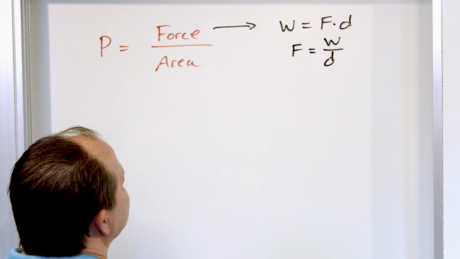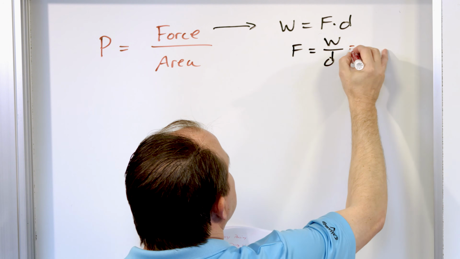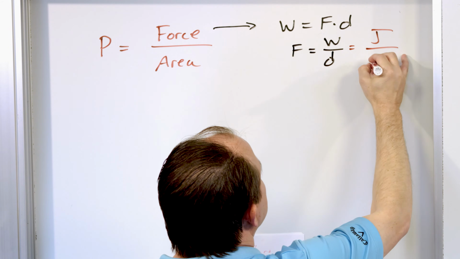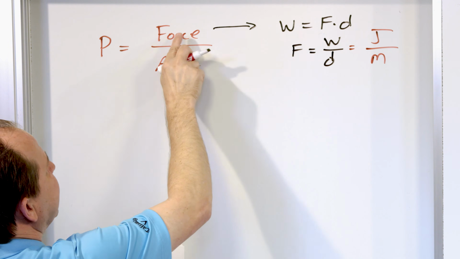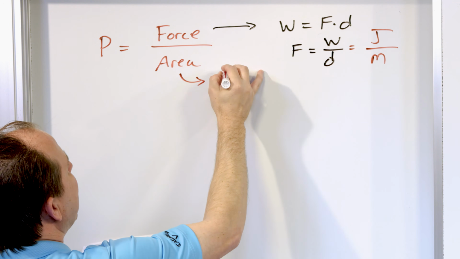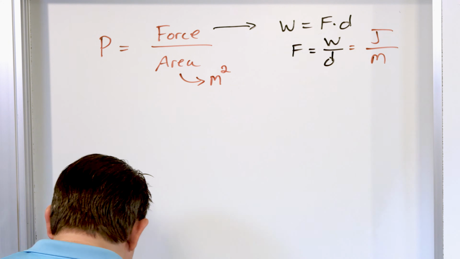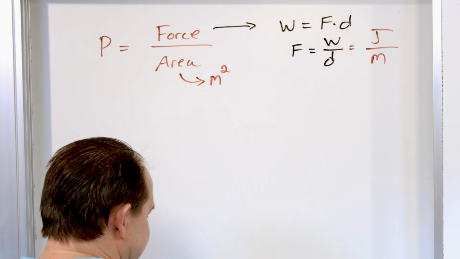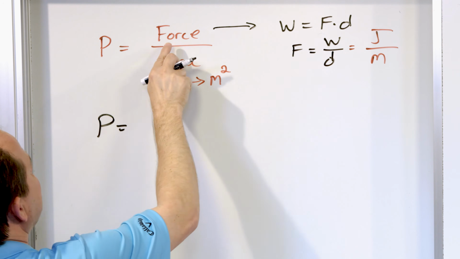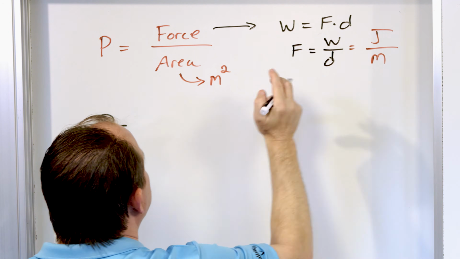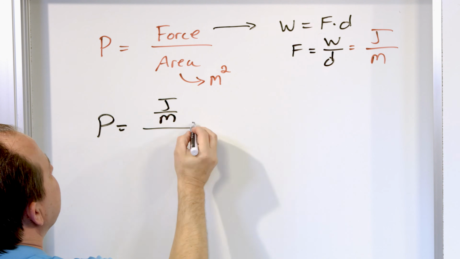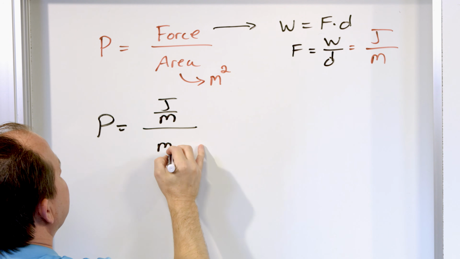Let's talk about units instead. Well, work is in units of joules. You learned that in physics class. And distance is in units of meters. And so that takes care of this. And the area is in units of square meters. So instead of talking about newtons and square meters, think about pressure being this force in units of joules per meter, which is a weird unit, I grant you that. But joules per meter divided by area, which is square meters.